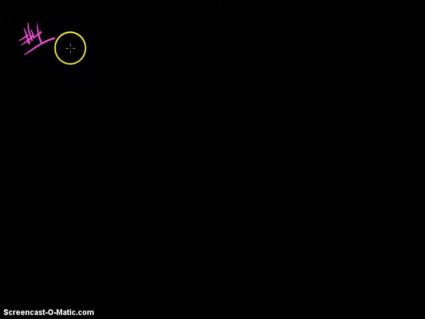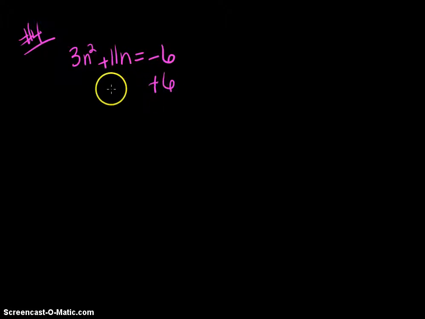All right, so number 4. The problem is 3n squared plus 11n equals -6. So the first thing that you want to ask yourself is, is this equal to 0? Well, no, it's not. So we need to undo this -6. We need to make this equal to 0. So to do that, we're going to add 6 to both sides. And what you do on one side, you do to the other.